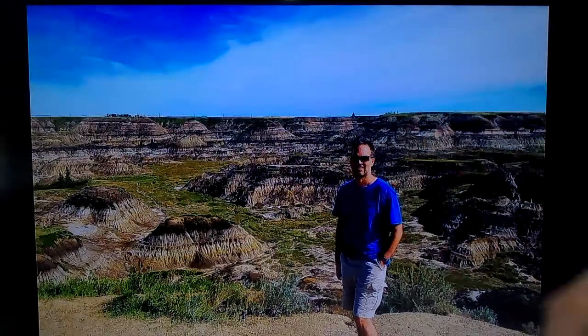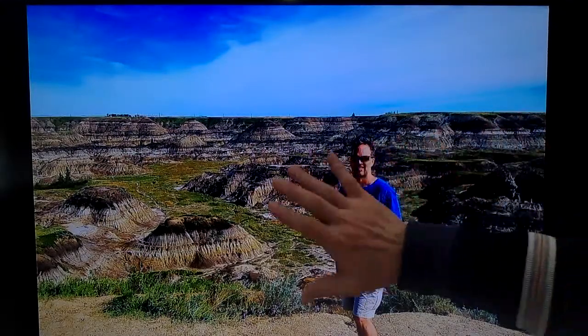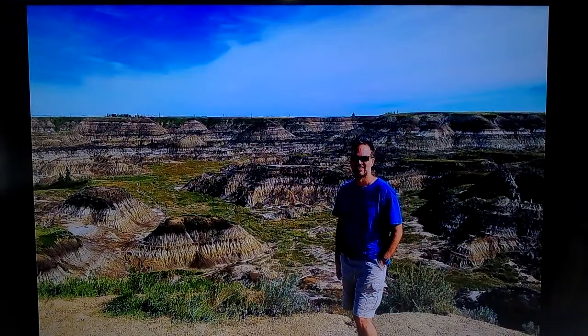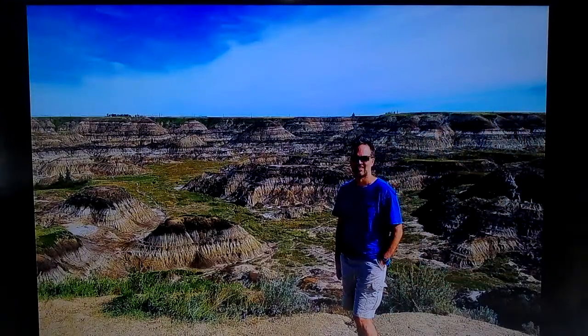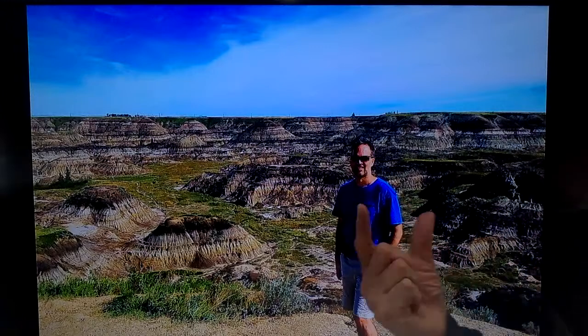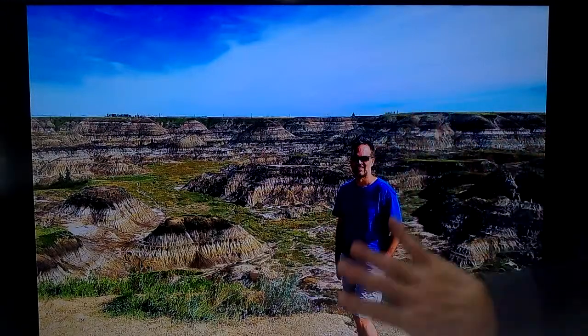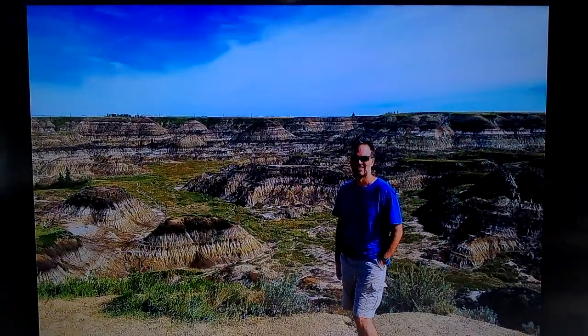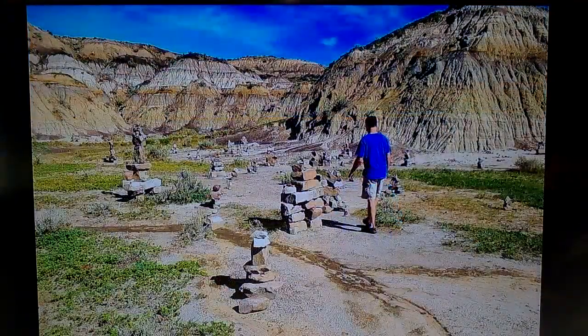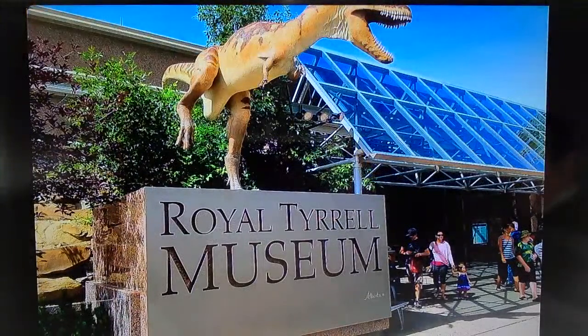In Canada, between Calgary and Edmonton, the geology is quite interesting, and there is a place that looks like a tiny Grand Canyon, called Horseshoe Canyon. So we visited. Very nice. Yeah, this is inside Horseshoe Canyon.